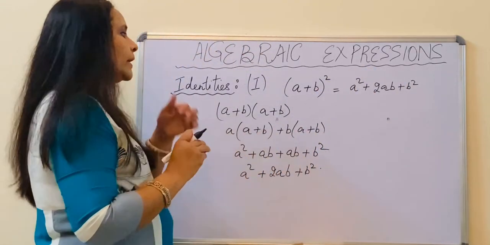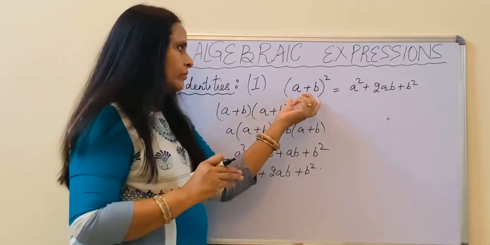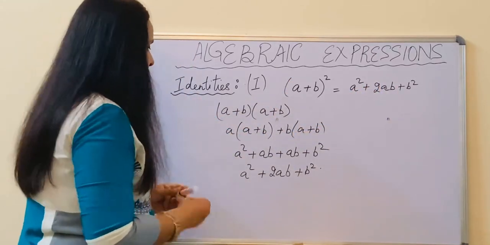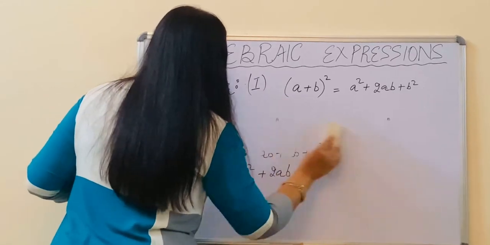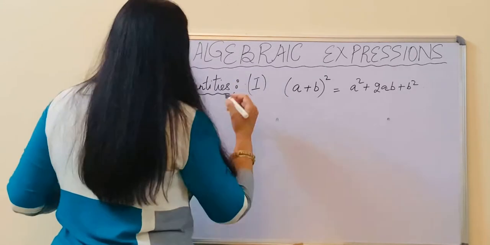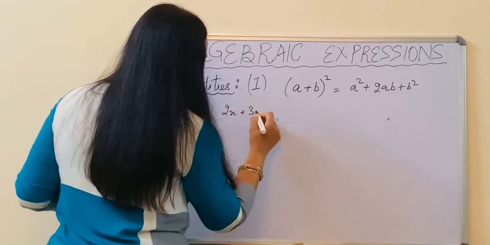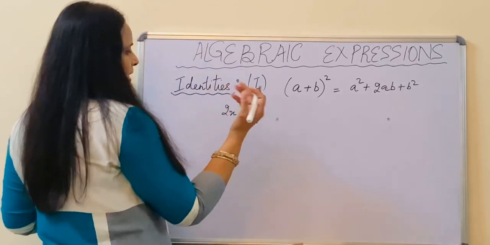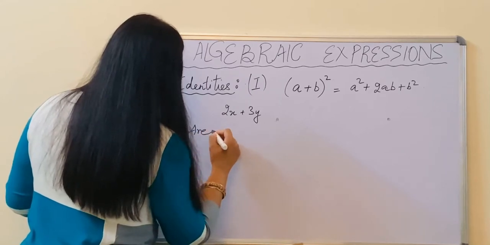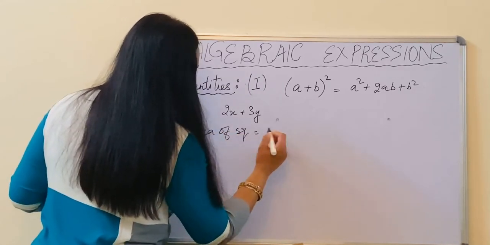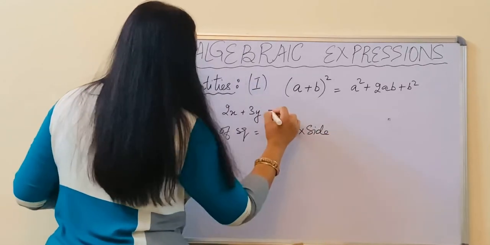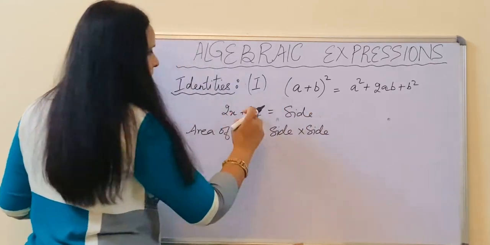Means you have to only learn this thing. If you know the values, you can simplify it using this identity. For example, if we are having a square with side 2x plus 3y and you have to calculate its area, means area of a square. Area of square is equal to side into side, and we have the value of side as 2x plus 3y.